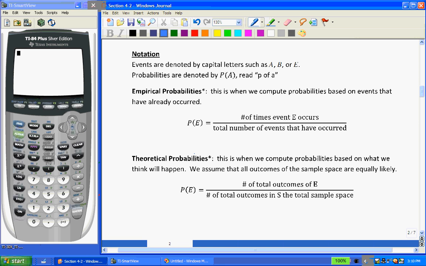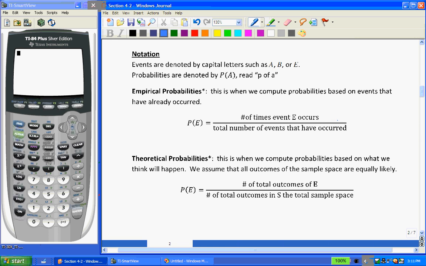Empirical probabilities, this is when we compute probabilities based on events that have already occurred. So it's something that's actually already happened. And the way you set that up, the probability of E is the ratio or fraction where the numerator is the number of times the event E occurred over the total number of events that have occurred in general. So we're taking that subset of something we're interested in and comparing it to all the events that occurred.